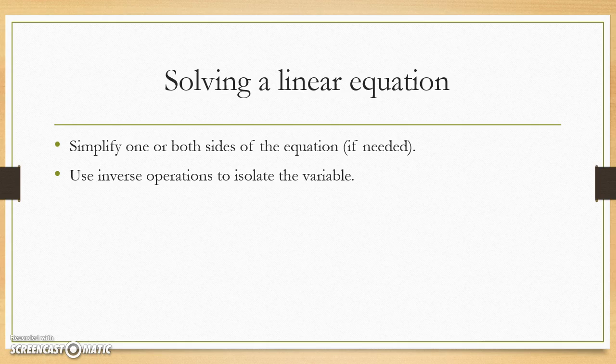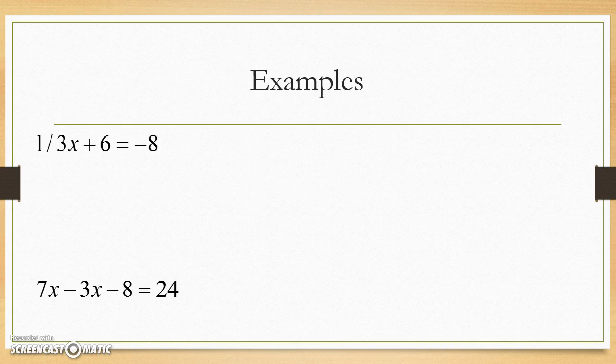So, solving a linear equation. Simplify one or both sides of the equation if needed. And we have an example of that, and I'll show you what that means. Then use the inverse operations to isolate the variable. This is almost like a step 1 and then a step 2. So you must see if you can simplify one or both sides of the equation before you can use the inverse operations to isolate the variable. So let's see the examples and you'll understand the rules.